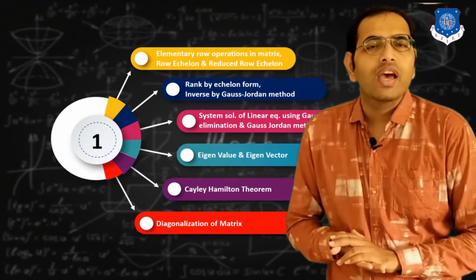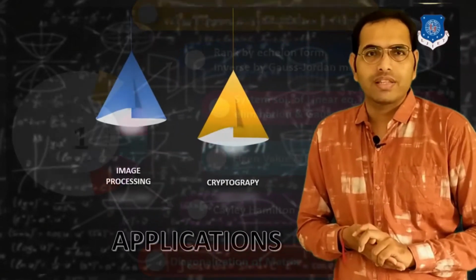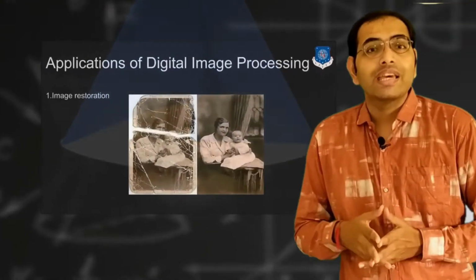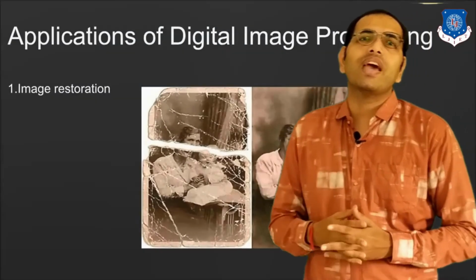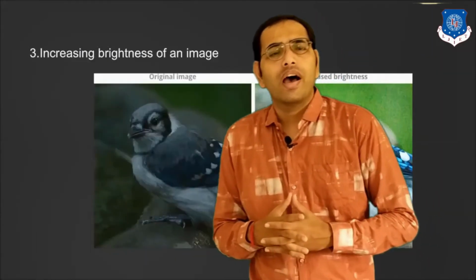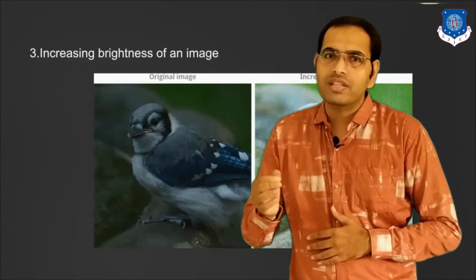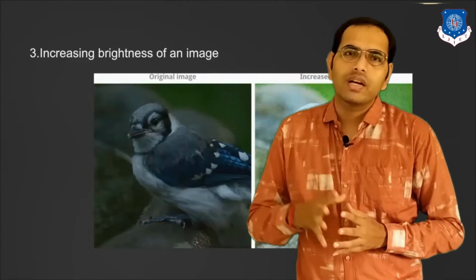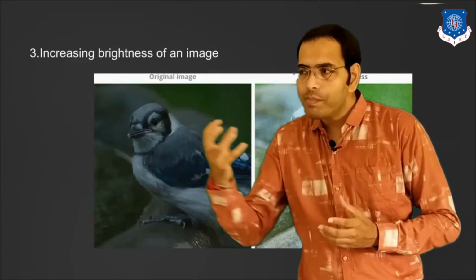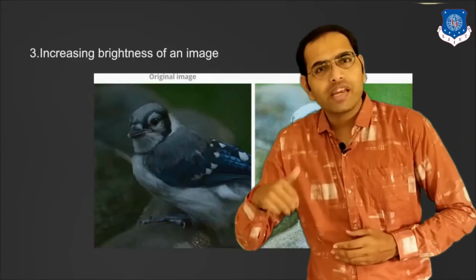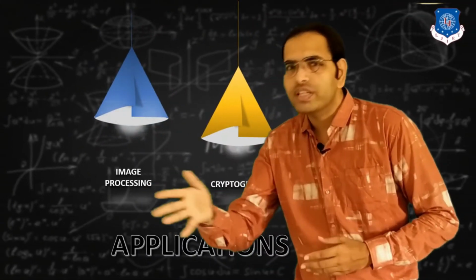Let's look at the applications of matrices. Firstly, image processing. Basically, images are represented as matrices, and every element of the image is called a pixel. Suppose we have a blurred image, with the help of image reconstruction we can convert it to the original image.